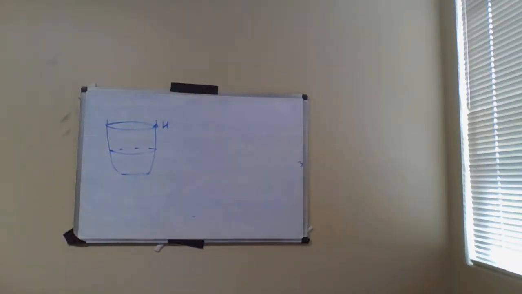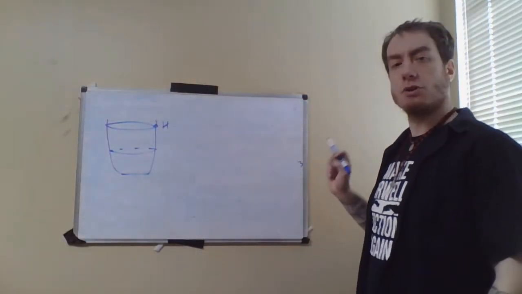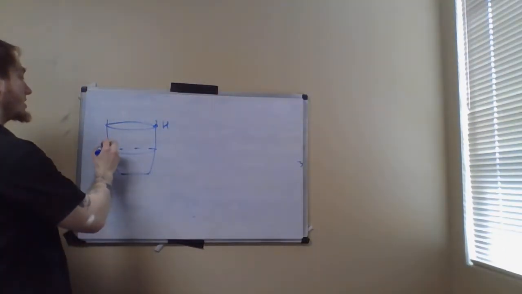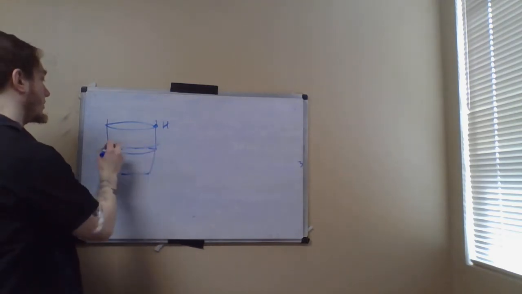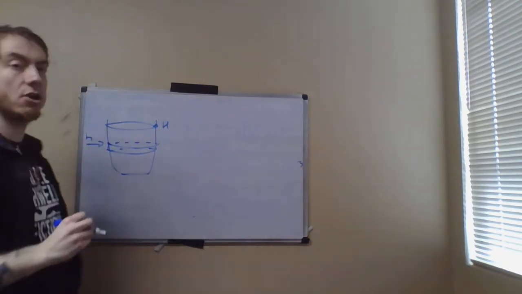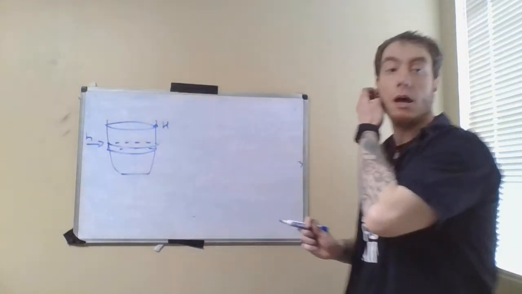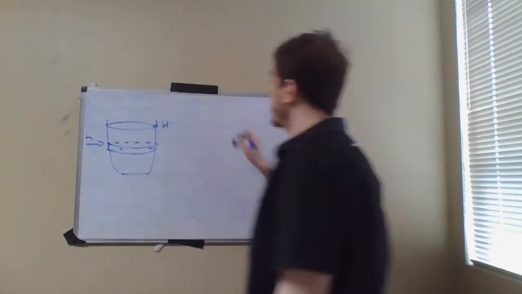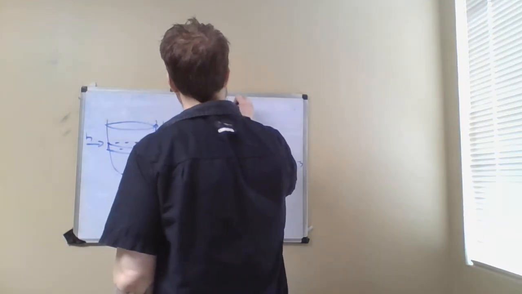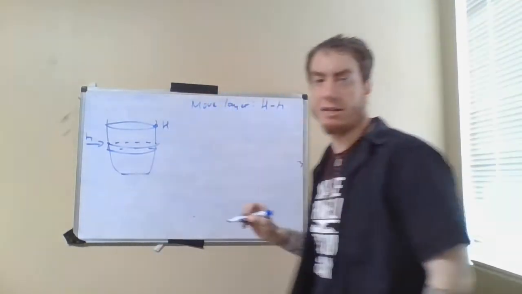The answer is going to be, excuse me about that, I can't answer the question directly, but I can start approximating it because I can say, well, what if I split this thing up into a bunch of little layers? And we'll call the height here h. How much work does it take to lift just one layer of liquid up to the top? Well, the answer is that we move the layer a total distance of capital H minus little h.